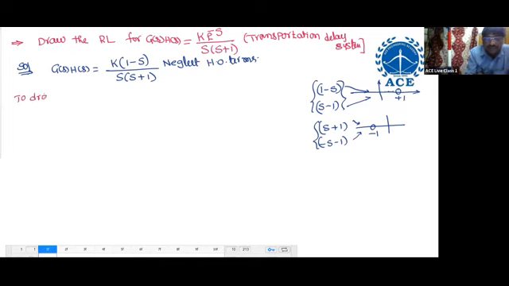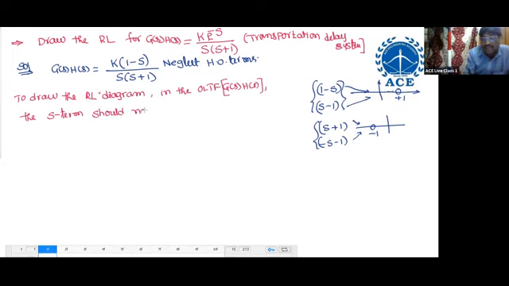To draw the root locus diagram, RLD, in the open loop transfer function G(s)H(s), the s term should not be negative. At any cost, s should not be negative.